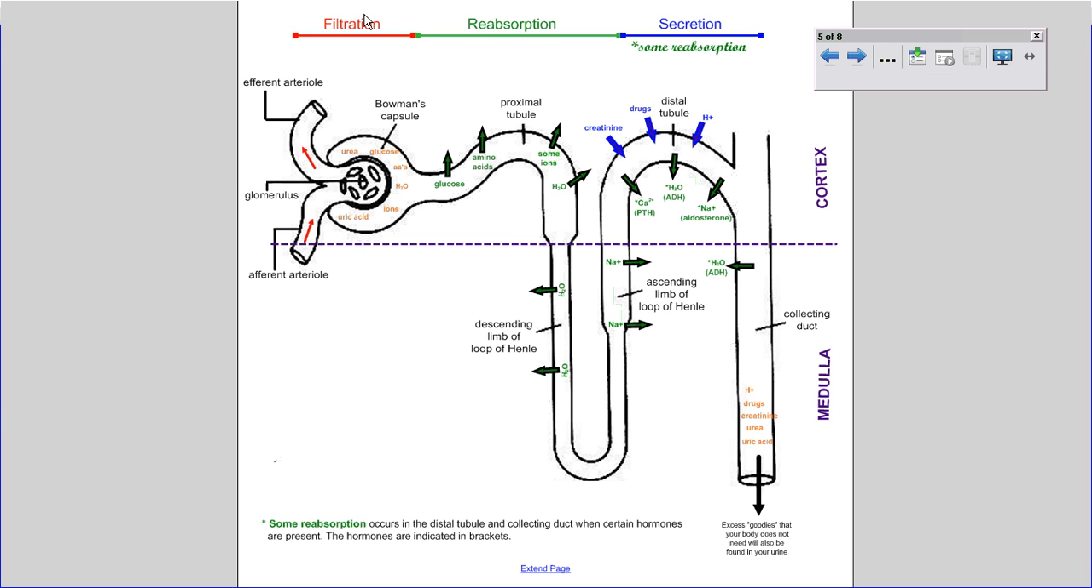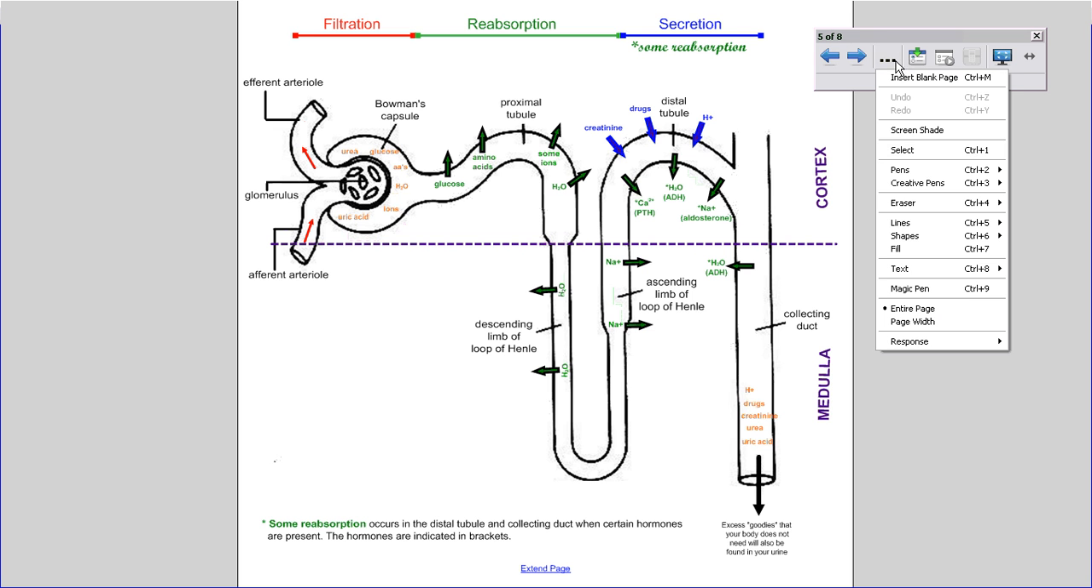Along the top, I've included sections to show where certain processes happen. So the first process that happens is filtration. The second big one is reabsorption, and the third is secretion. I'm hoping you can see this mouse and cursor whenever it's moving, but anyway, basically, filtration happens between the glomerulus and Bowman's capsule. So in this first part here.